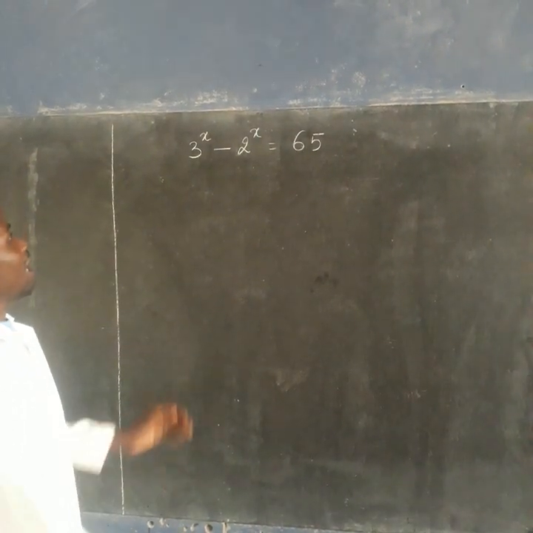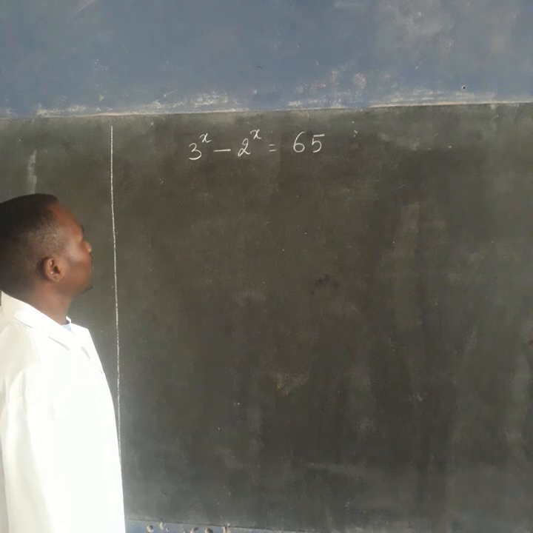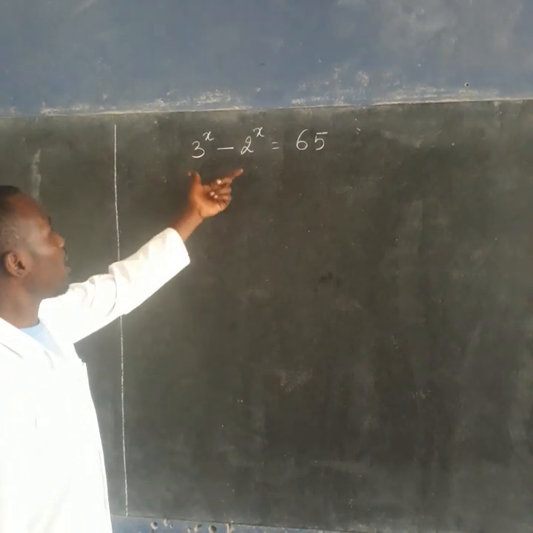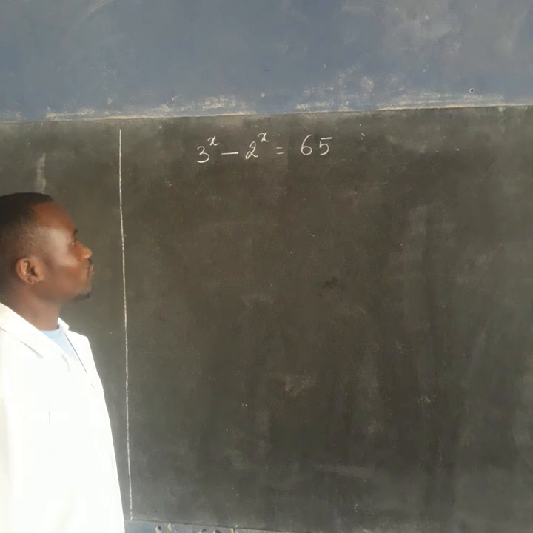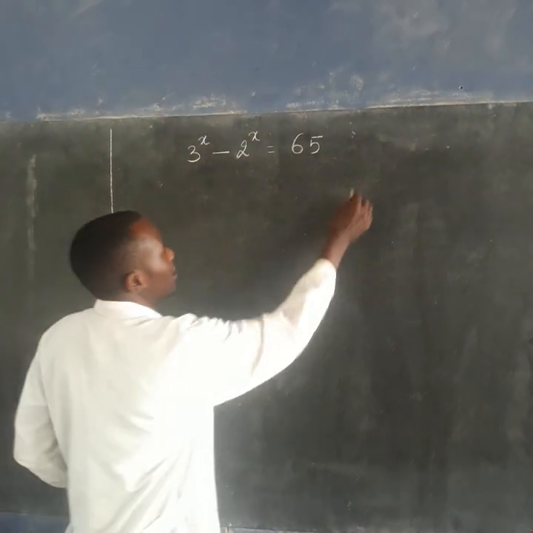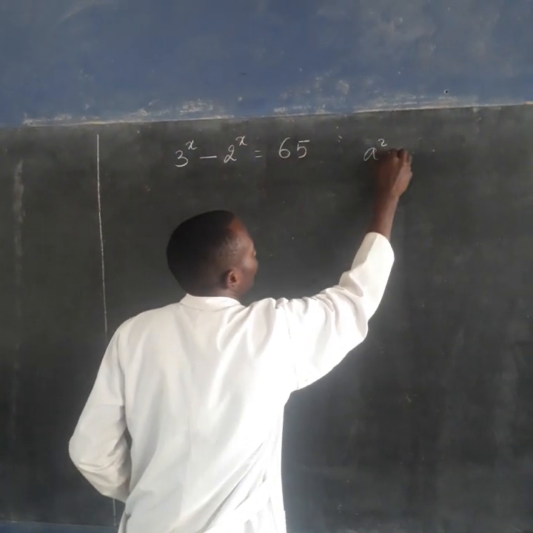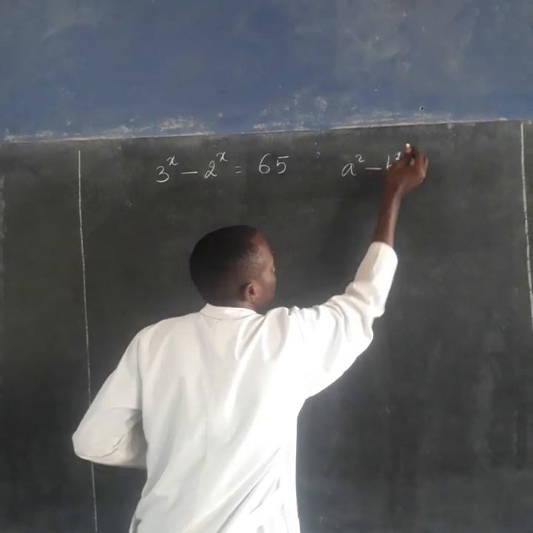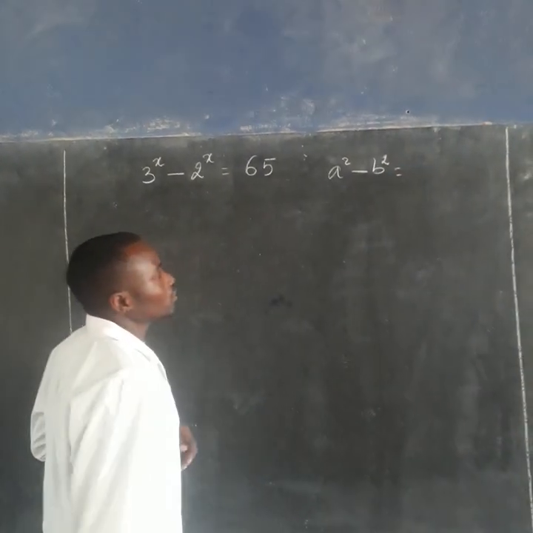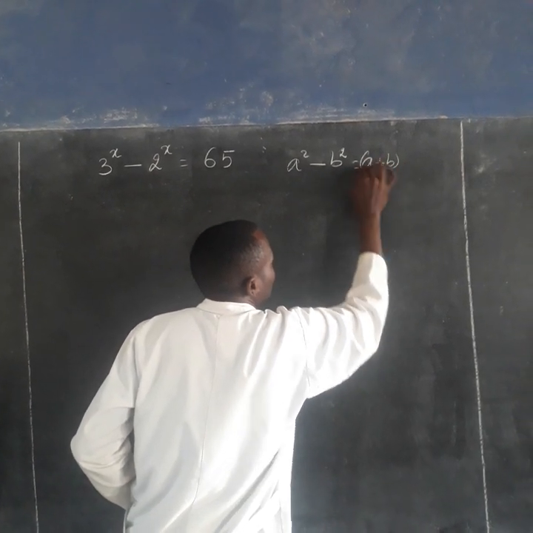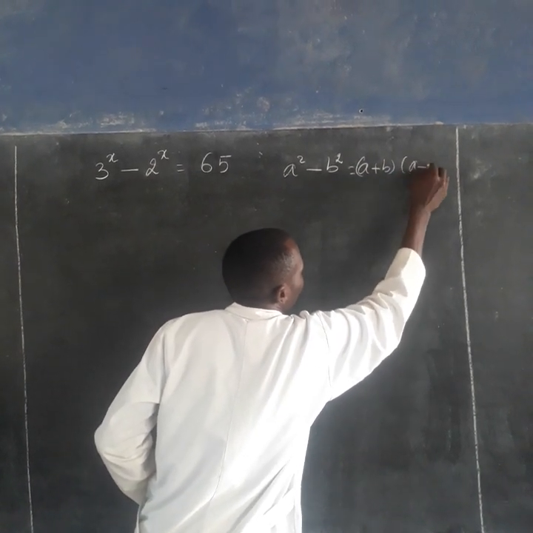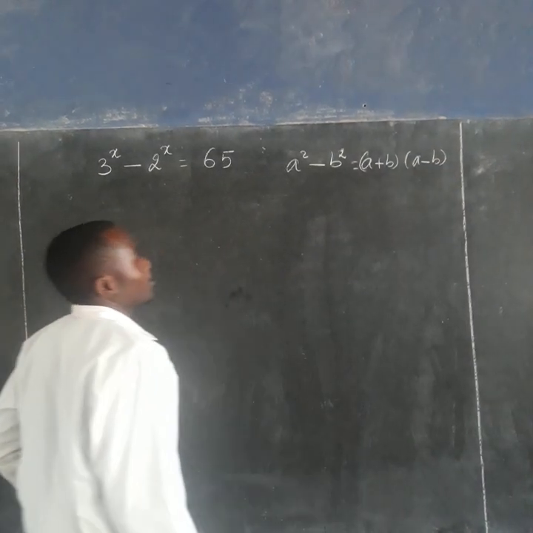After seeing this equation, first of all, we think about the difference of two squares. The difference of two squares is a squared minus b squared, which is equal to a plus b times a minus b.